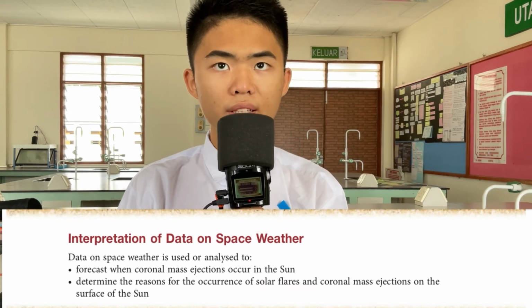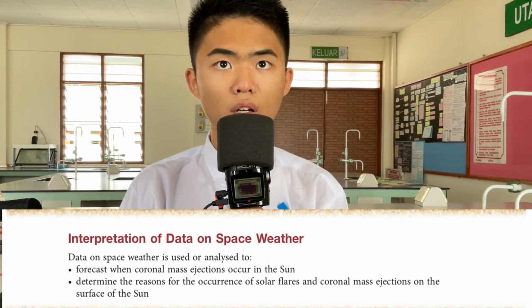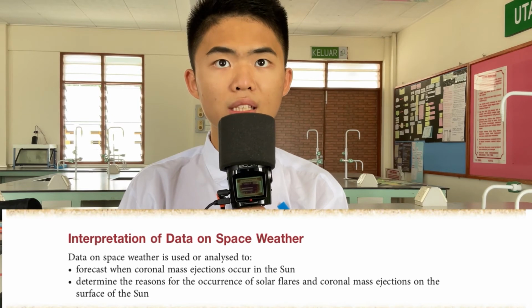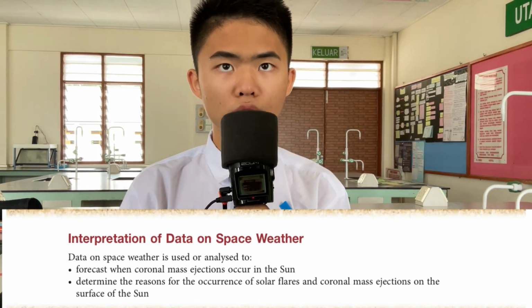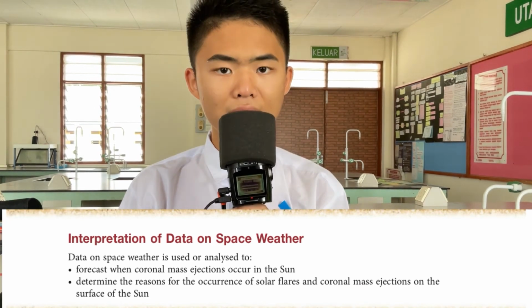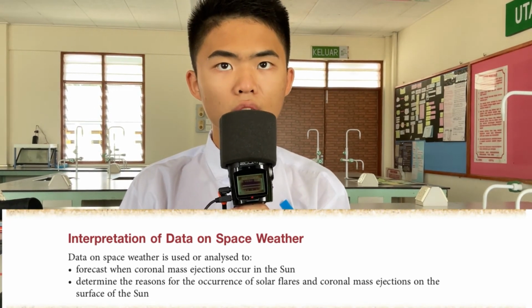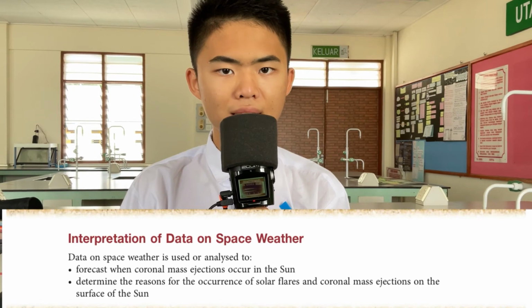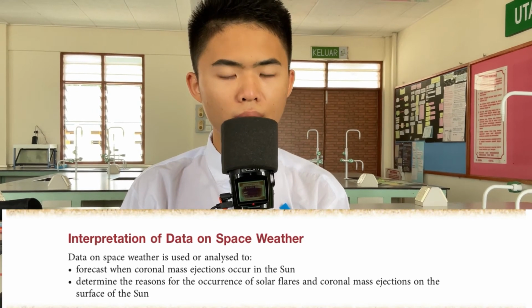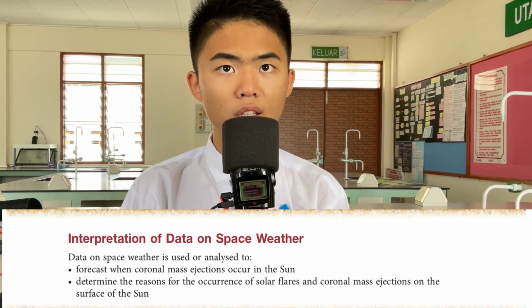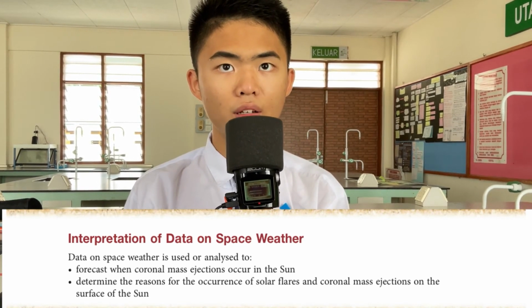Interpretation of data on space weather. Data on space weather is analyzed to forecast when coronal mass ejections will occur on the Sun, and to determine the reason for the occurrence of solar flares and coronal mass ejections on the surface of the Sun.